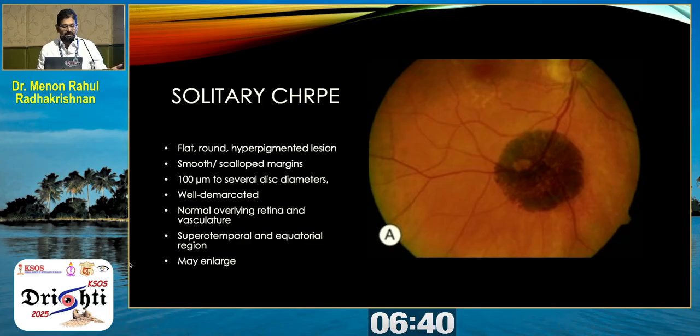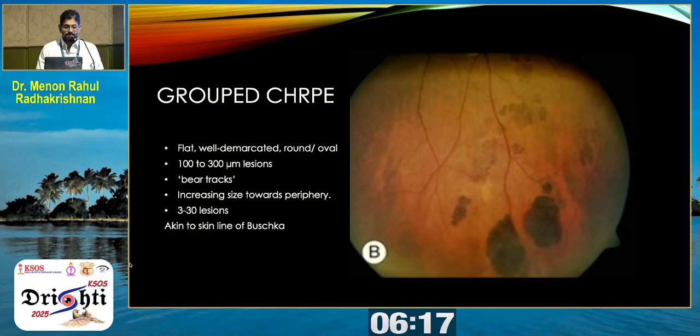These usually appear as a flat, round, hyperpigmented lesion with smooth margins. The usual size is around 100 microns, or it might be larger. They are well demarcated, and the overlying retina and the vasculature are absolutely normal. They have a predilection for the superior temporal equatorial region, and this may enlarge over a period of time.